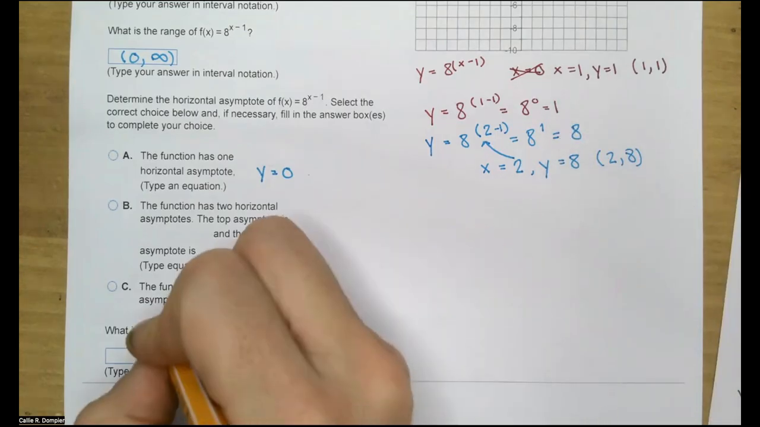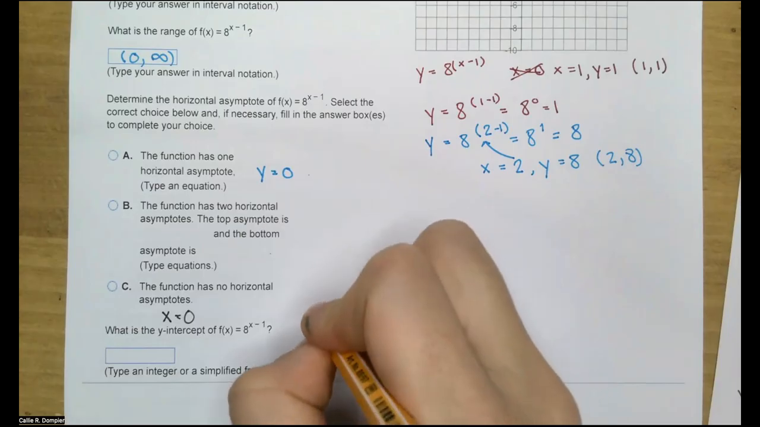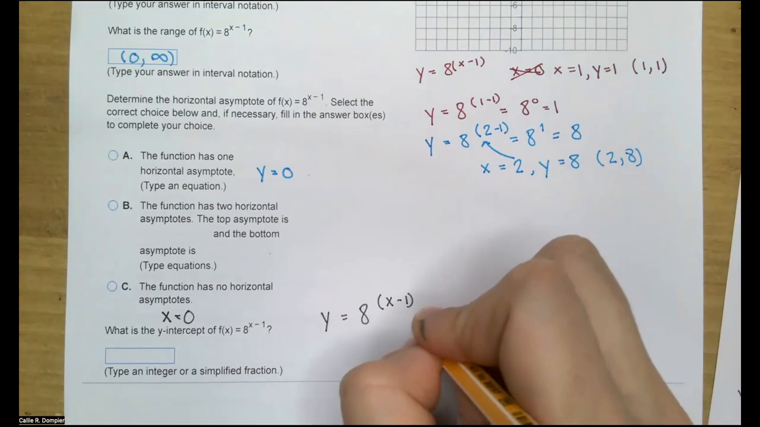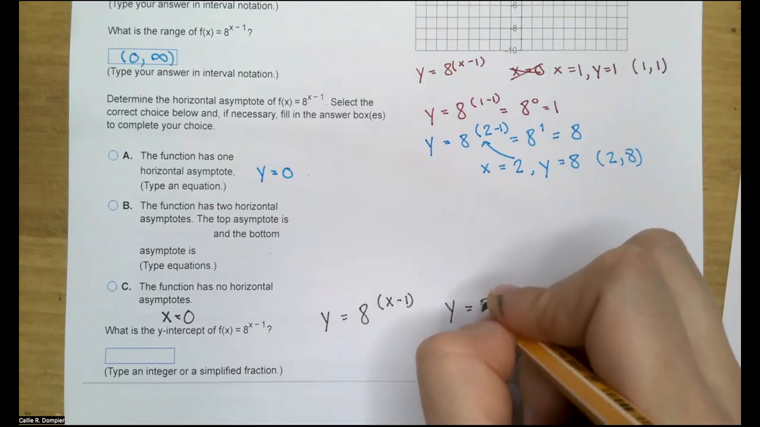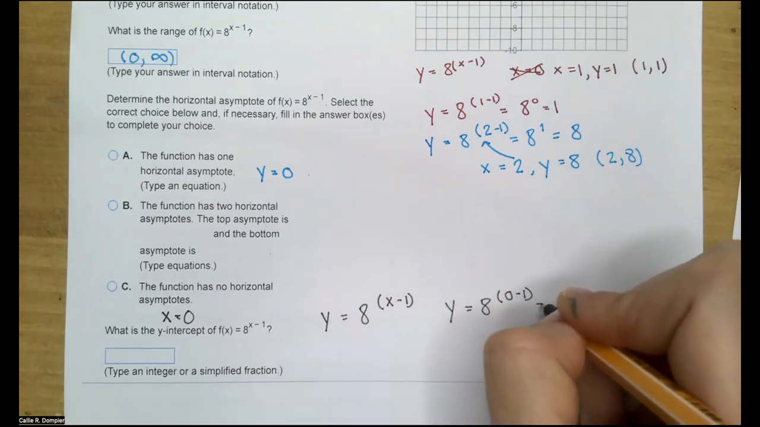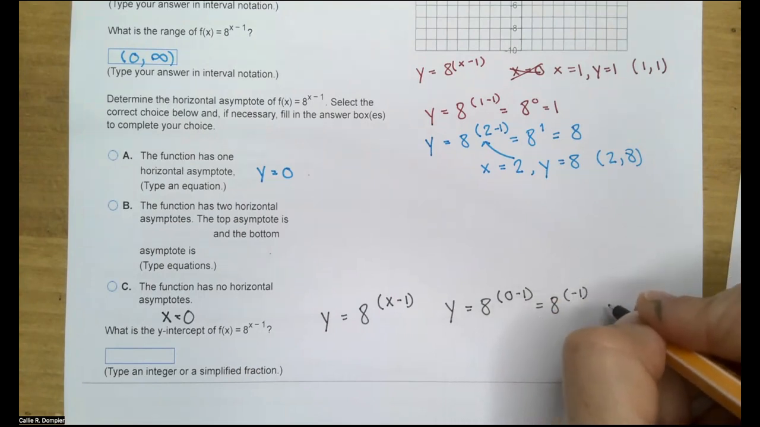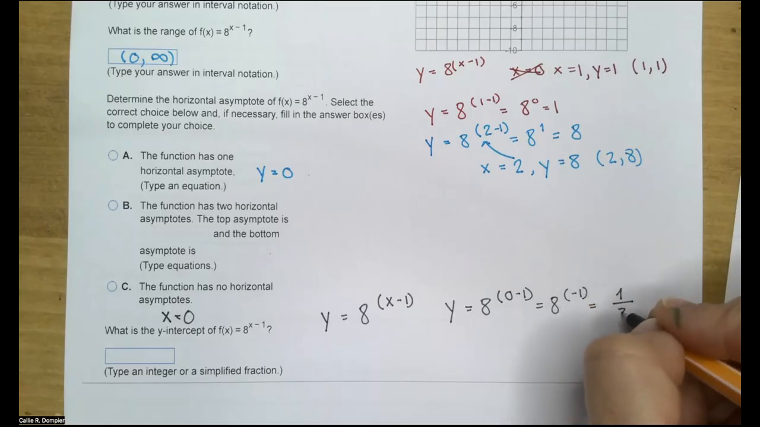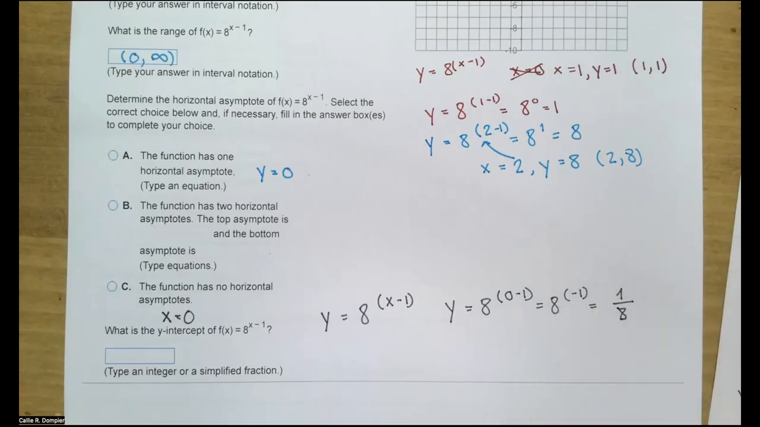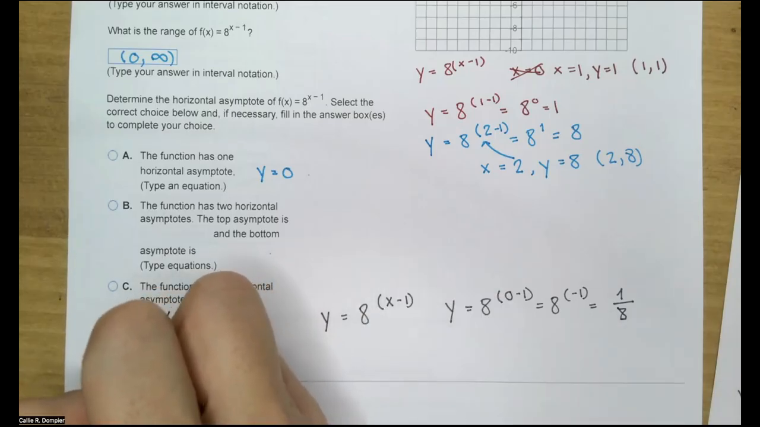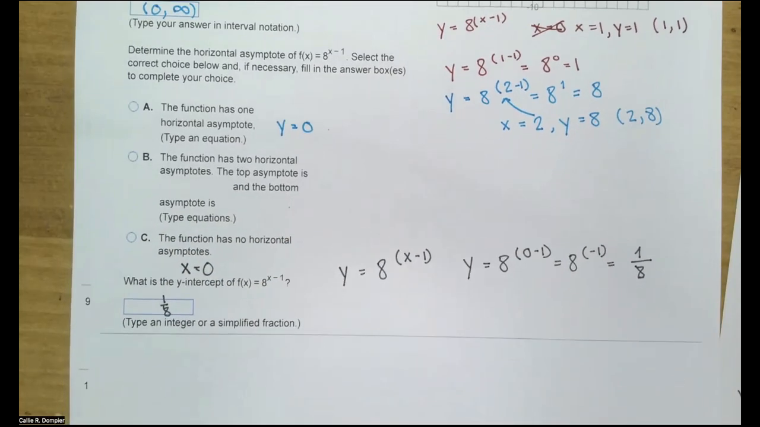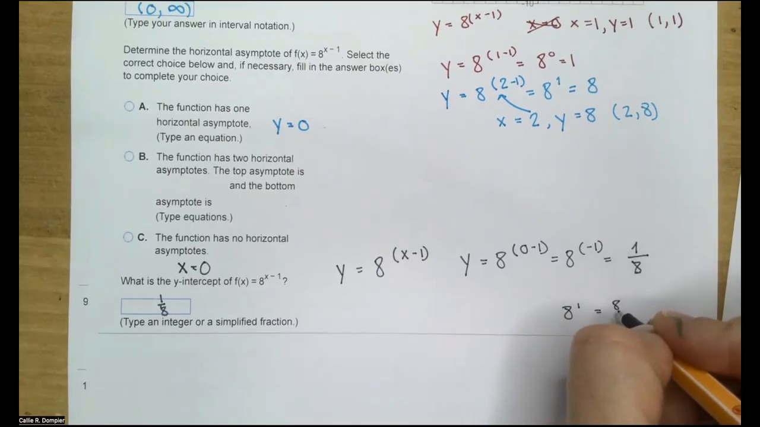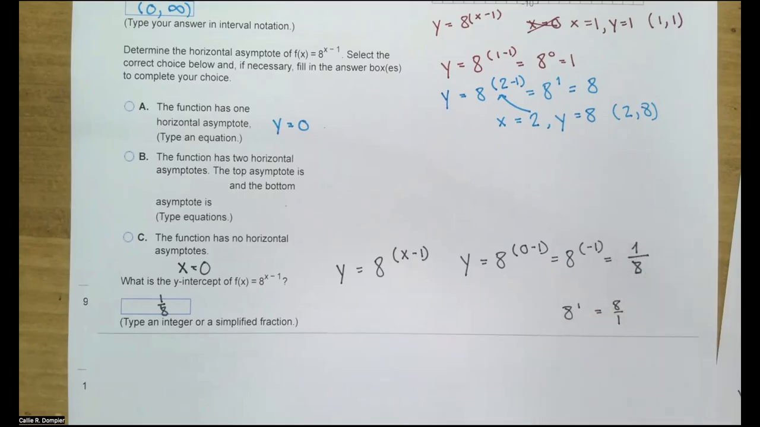All right. The y-intercept is when x is equal to 0. So we have y equals 8 to the power of x minus 1, which becomes y equals 8 to the power of 0 minus 1, which is 8 to the power of negative 1. Remember, you put it on the bottom of the fraction, and 8 to the power of 1 is 8, right? The y-intercept is 1/8 because it's a negative. If it was positive, it would be 8 over 1, but because it's negative, it's 1 over 8.